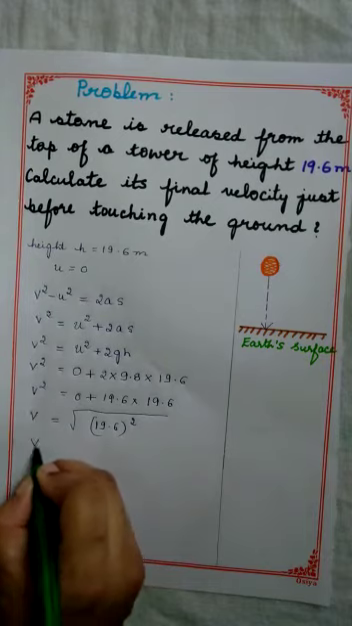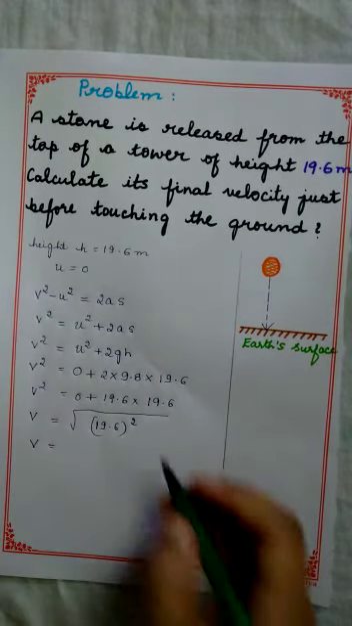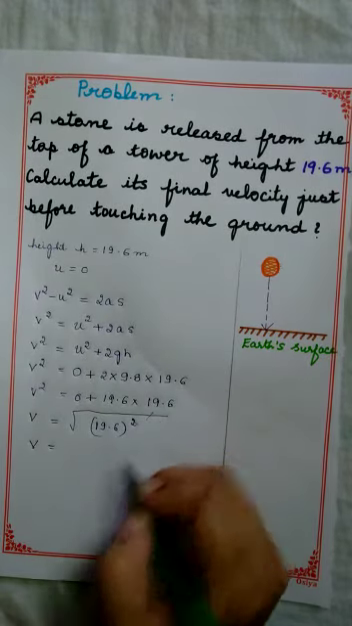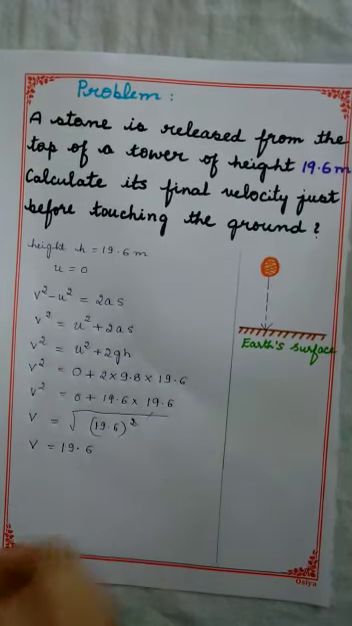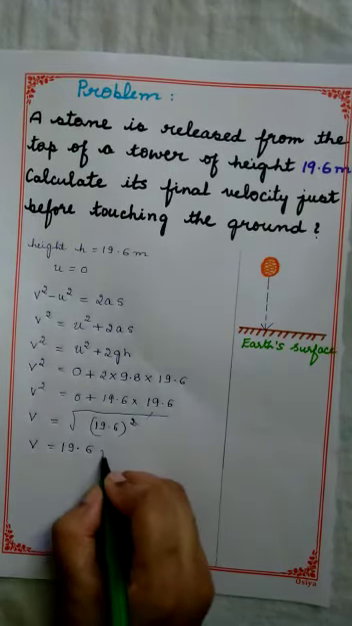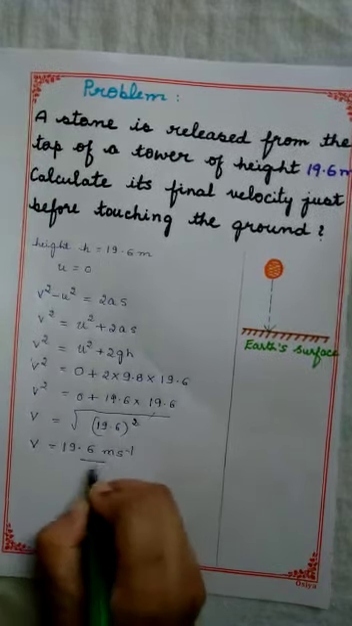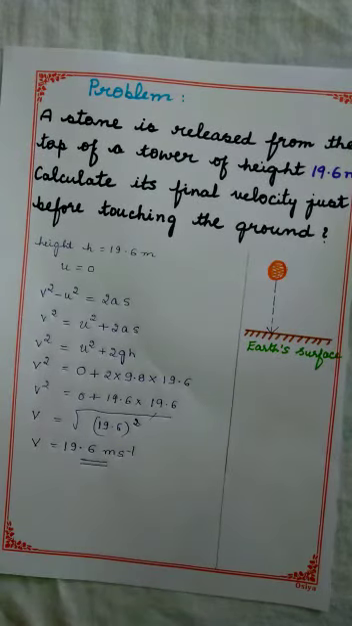In the next step, v is equal to the square root, and the square gets cancelled. The remaining value will be equal to 19.6 meter per second. Therefore, the final velocity just before touching the ground will be equal to 19.6 meter per second.